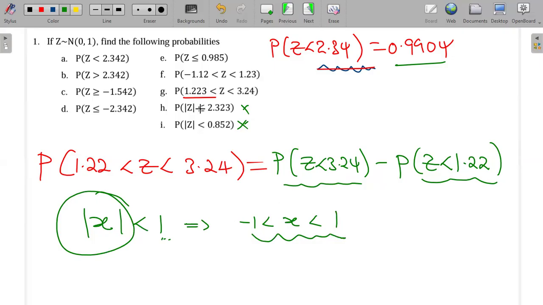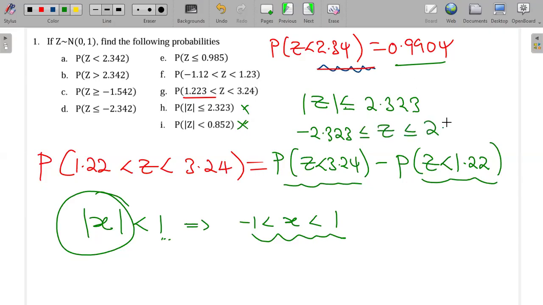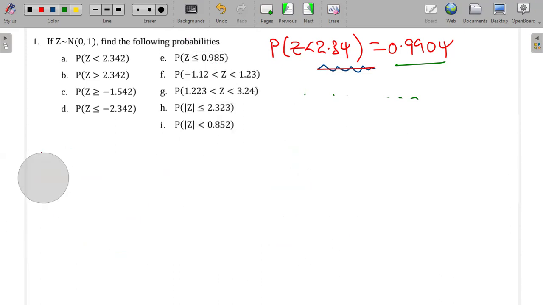So it's the same here. There I can see that I have the modulus of z less than or equal to 2.323. We use the same logic here. So we get the negative of this, which is minus 2.323, less than or equal to z, less than or equal to the positive of this, 2.323. This is how we are going to be interpreting whatever is in the modulus. So let's solve that one now.